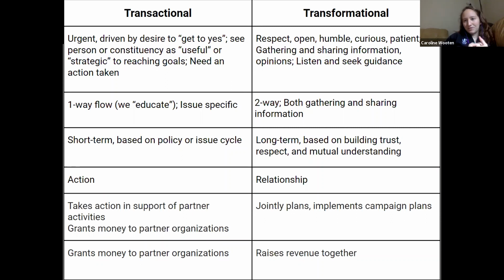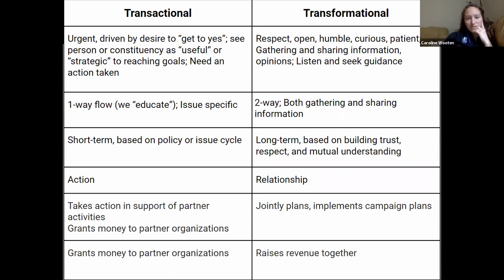I would ask people to read this out loud, but I realize getting off mute is hard. So I'll go ahead and read it. On the left, we have transactional: urgent, driven by desire to get a yes, sees person or constituency as useful or strategic to reach goals, needs action taken. And transformational: respect, humble, curious, patient, gathering and sharing information, opinions, listening and seeking guidance. Transactional is a one-way flow.